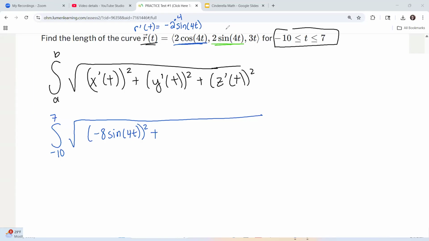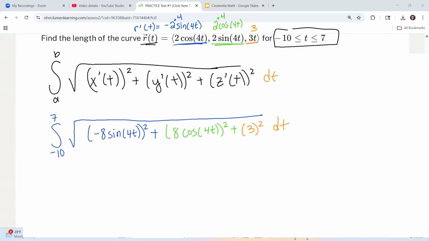Derivative of sine is cosine, so that would be 2 cosine of 4t times the derivative of the argument, derivative of 4t is 4. Chain rule, right? So that's really going to be 8 cosine of 4t, and then we have to square that. Plus, and now let's take the derivative of the z component, which would just be 3. So yay, finally, dt.